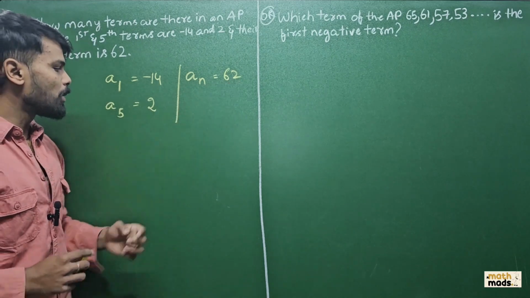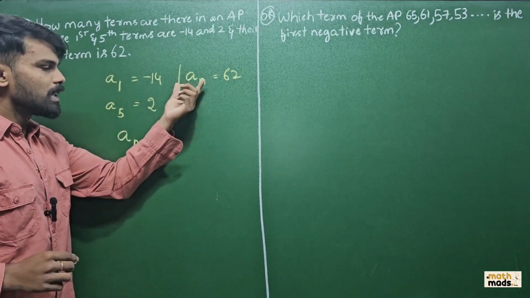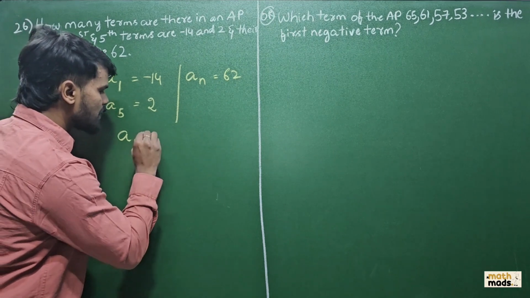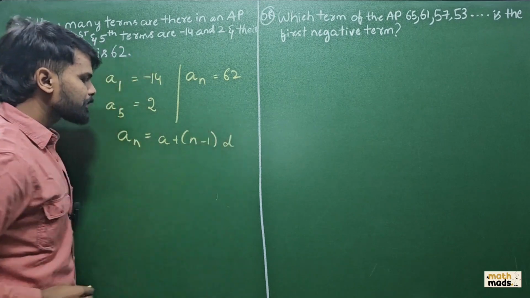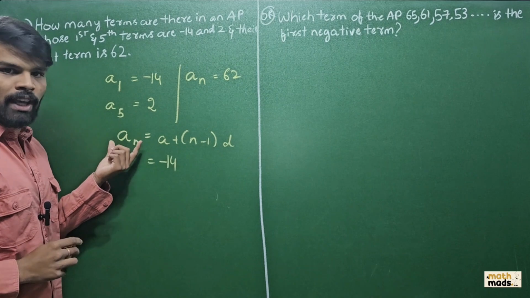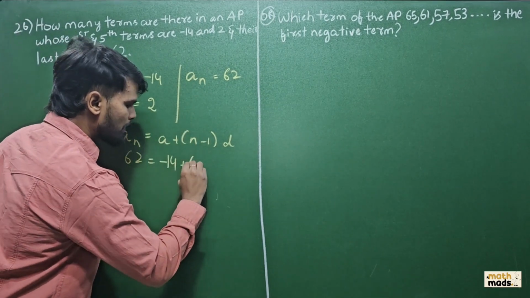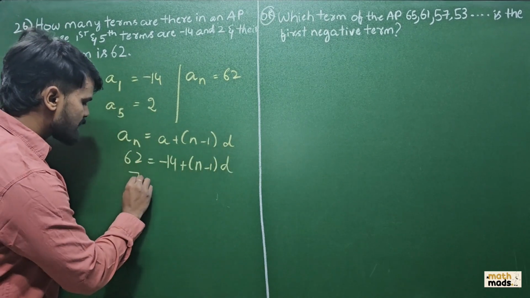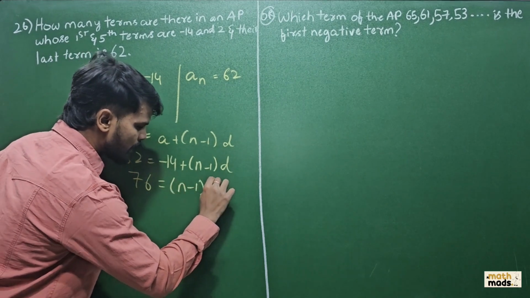We have AN is equal to 62. Write that down. AN is equal to 62, but this is nothing but the nth term. How do we write the nth term here? AN is equal to A plus N minus 1 into D. We know A. Let's substitute that: minus 14. We also know AN. AN is 62. 62 is equal to minus 14 plus N minus 1 into D. Shift this to the other side. 76 is equal to N minus 1 into D.